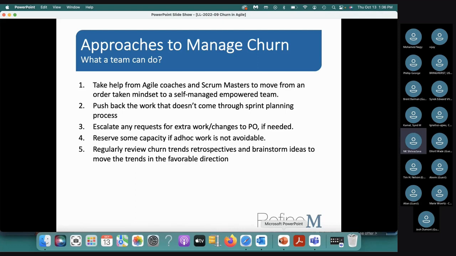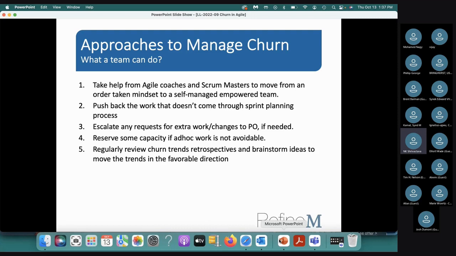And the team can push back work that doesn't come through the sprint planning process. There is a flow that needs to be maintained. Anybody requesting any work, it goes in the backlog. Then the product owner works with the users and business and prioritizes it, and grooming happens. When things bubble up to the top, they are taken by the team to work on in the next sprint. So the team should push back when some work comes to them directly. They should say, put it in the backlog, let the product owner request this, escalate to the product owner. Any extra work that comes, don't work on it.